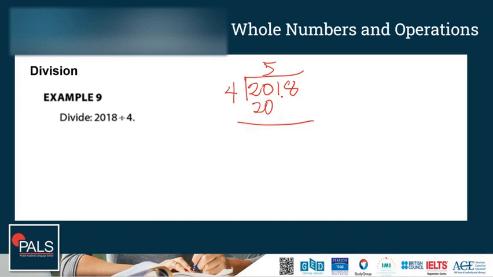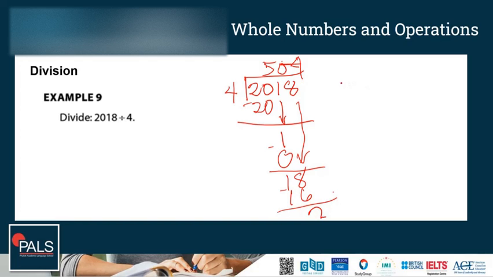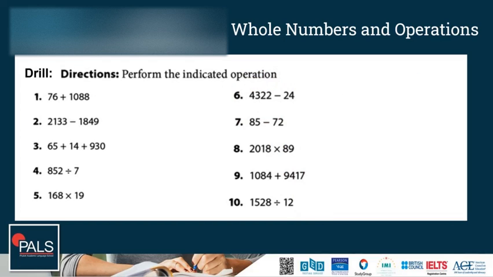The answer is 0. Then we can bring down the 1. So we have 1 here. How many 4 we can get from 1? No, it's 0. So let's put 0 here. So 0 times 4 is 0. So we have 1. And then bring down the last digit, which is 8. So we have 18. How many 4 we can get from 18? The answer is 4. 4 times 4 is 16. 18 minus 16 is 2. So the answer is 504, remainder 2.